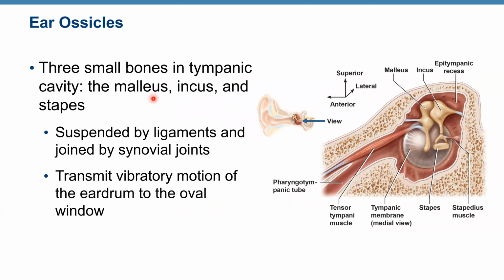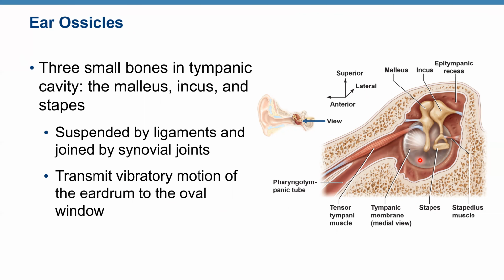Now, ear ossicles are 3 small bones in tympanic cavity: malleus, incus, and stapes. They are suspended by ligaments and joined by synovial joints, so they can move. And they transmit vibratory motion of the eardrum to the oval window.